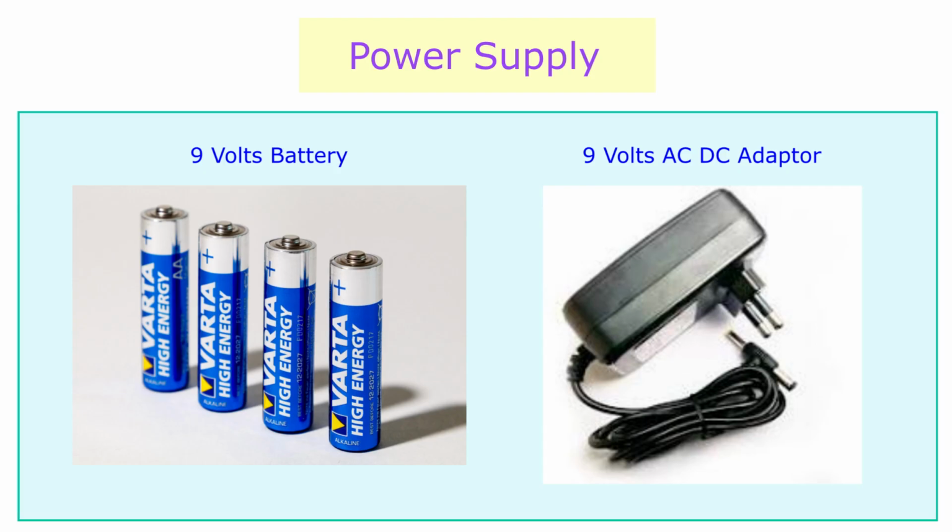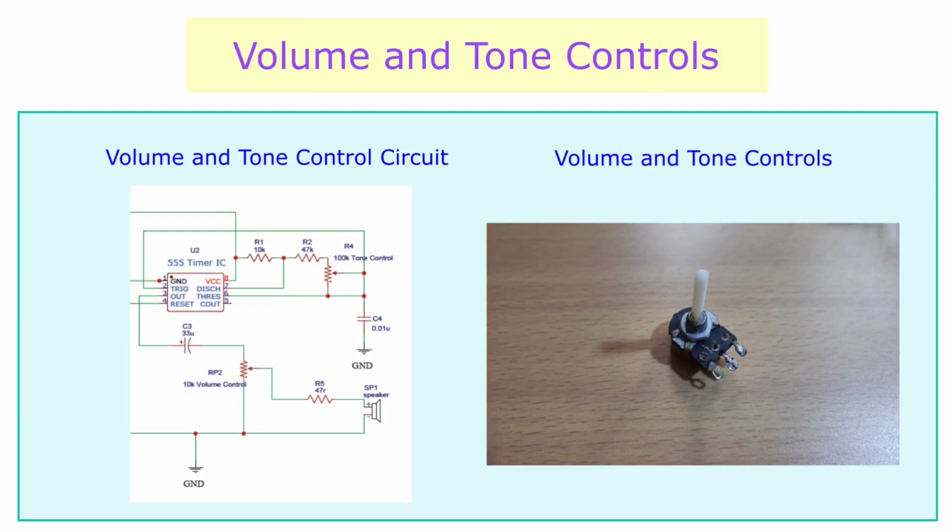5. Power supply to the CPO is derived from a 9 volt battery or a 9 volt AC to DC converter or adapter. 6. The volume control is used to adjust the volume of the audio output. The tone control varies the tone or pitch of the audio signal.